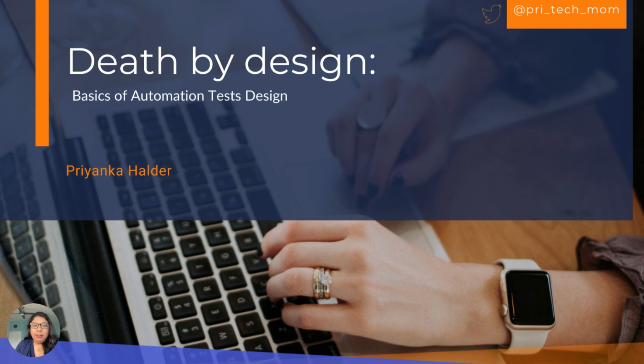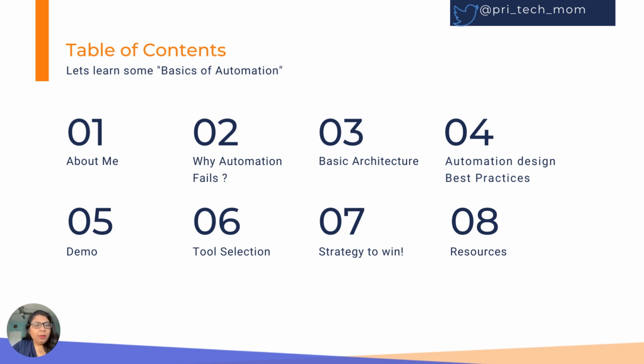Let's get started. So today we're going to talk a little bit about me, and why automation fails. We want to learn basic automation architecture and some best practices. I'm going to map a real scenario with the basic architecture. Then we're going to talk about tool selection when you're learning automation, and then strategy to win. And at the end, I'm going to share some key resources that are going to put you on this path.